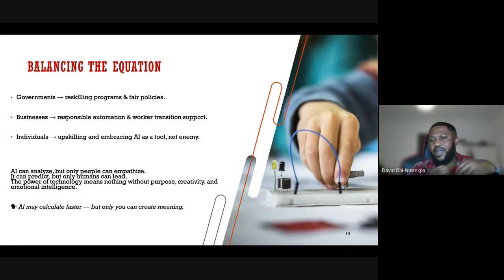So, balancing the equation, I made a very short equation. The government needs to put up rescue programs and fair policies for citizens and netizens. Businesses have to deploy responsible automation and worker transition support. Every business needs to help their staff by giving them a good platform for upskilling. Individuals as well have to upskill and embrace AI as a tool, not an enemy. You have to be able to learn and keep up with the pace AI is going.